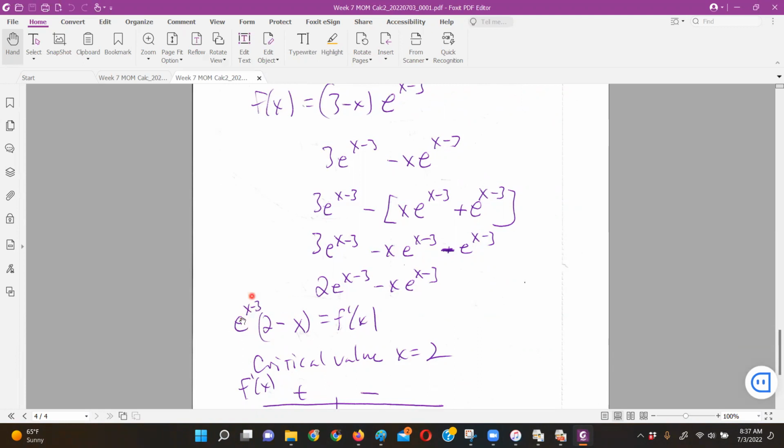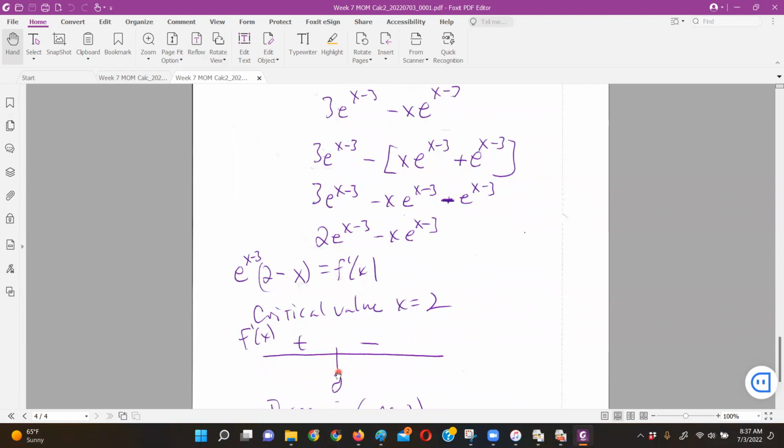So that we don't even have to consider that. And we know it's always positive. So the only critical value is x equals 2. So I drew my number line. I said, okay, if I'm less than 2, like 0, that's positive, and that's always positive. So the product will be positive. And if I'm greater than 2, this is negative times the positive is negative.